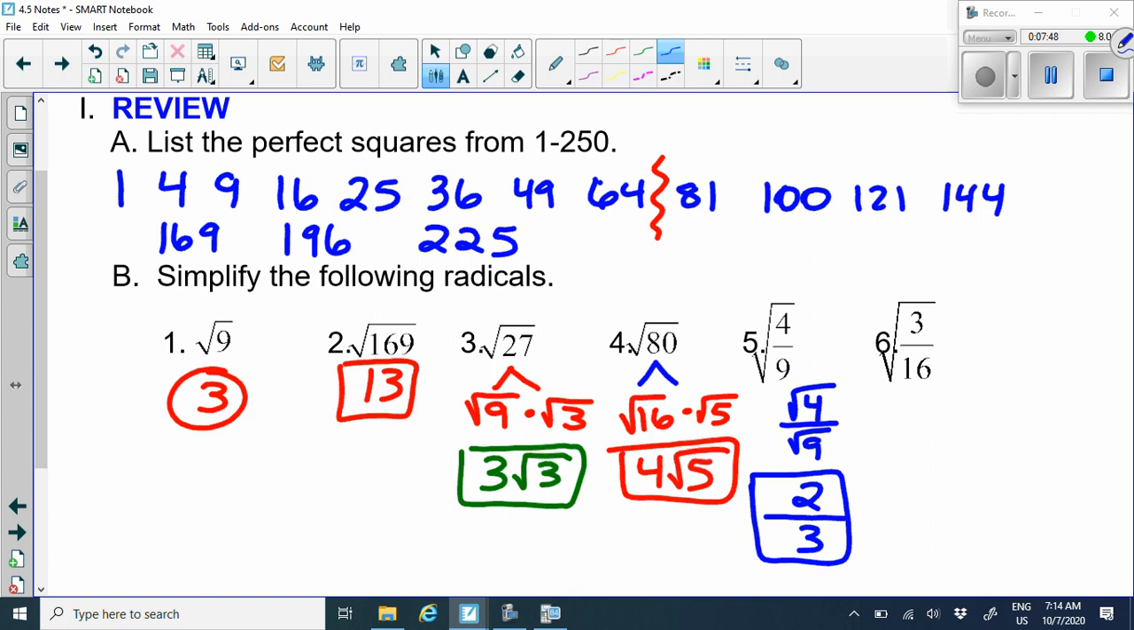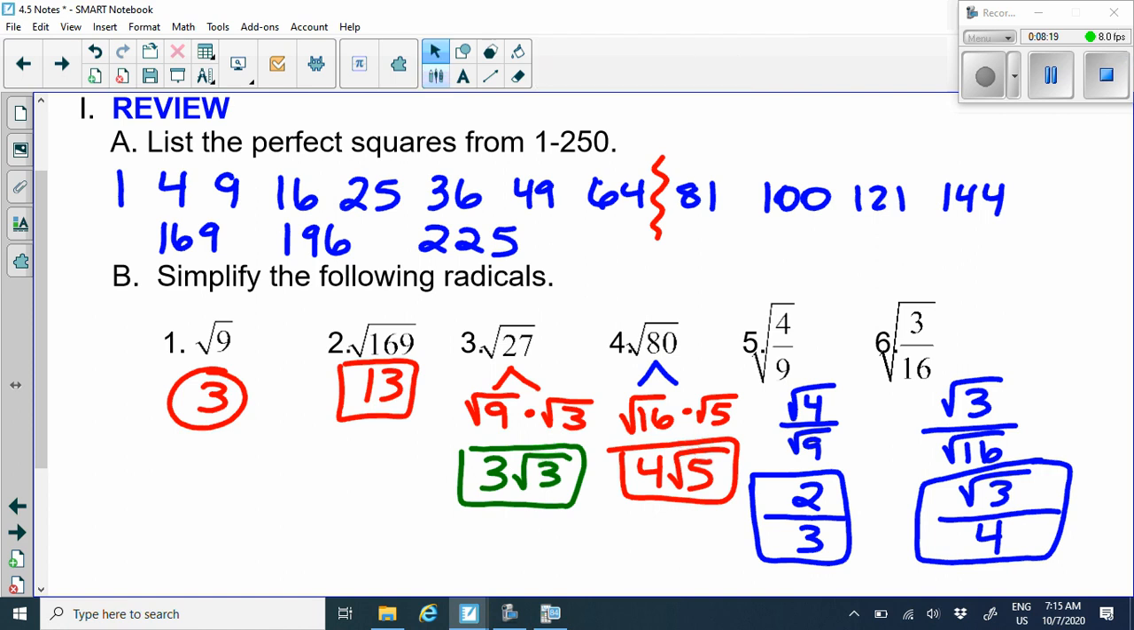Okay, let's look at 6. So I have the square root of 3 over the square root of 16. Is 3 a perfect square? No. But is there a perfect square that goes into it other than 1? No, not really. So we leave that as the square root of 3. We can't simplify that anymore. What about 16? Yes, that is a perfect square. And what's the square root of 16? It's going to be 4. So remember, just take the square root once and take it outside the radical. So our final answer here is the square root of 3 over 4.